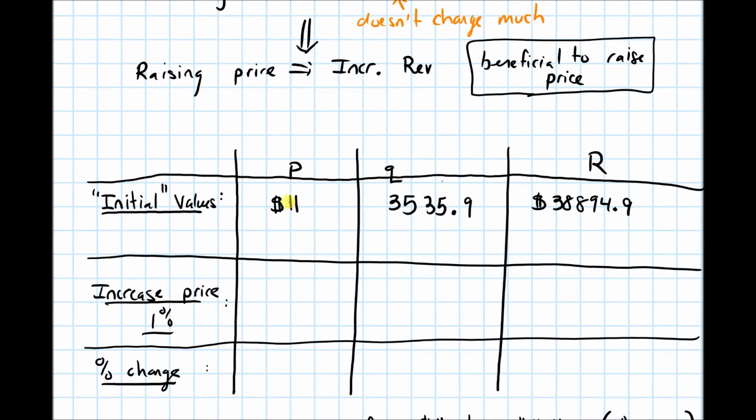All right, and now, just like before, I want to increase the price by 1%. So 1% of $11 is 11 cents. That's what we get if you multiply $11 by 1 over 100. So adding 11 cents to $11, we'll get $11.11. And then if we plug this in to figure out your demand, we end up getting 3,476.45. And this is an approximation, rounded to 2 decimal places.